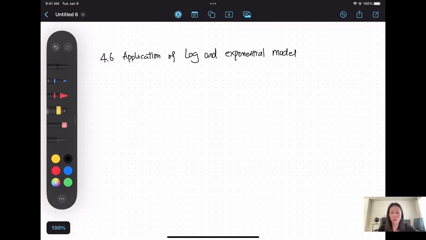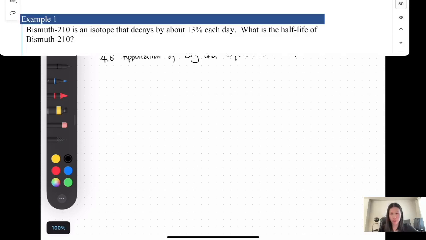In this chapter, we are going to talk about the application of logarithm functions and the application of function models. So, first one. Here is one example. Bismuth-210 is an isotope that decays by about 13% each day. What is the half-life of bismuth? So the first concept is, what is half-life?